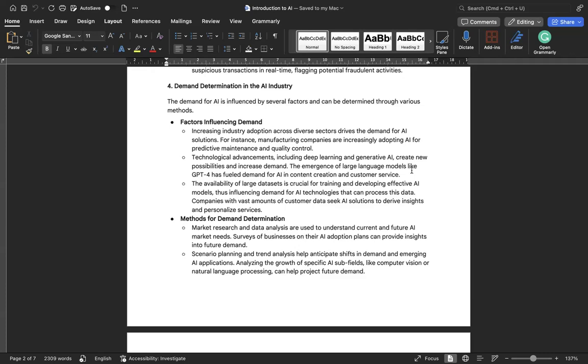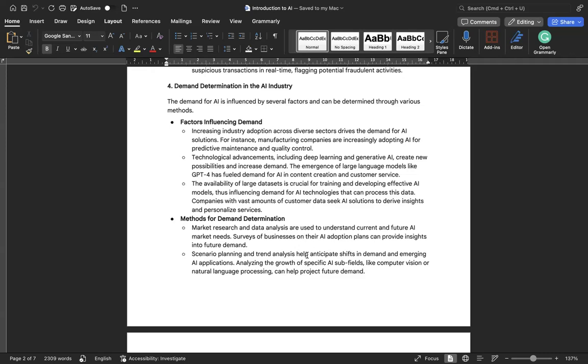The availability of large data sets is crucial for training and developing effective artificial intelligence methods, and thus influencing demand for AI technologies that can process this data. Companies with vast amounts of customer data seek artificial intelligence solutions to derive insights, and also to personalize services as well. That's what we have.